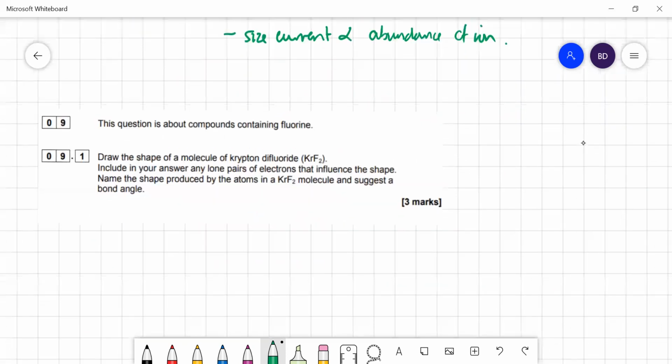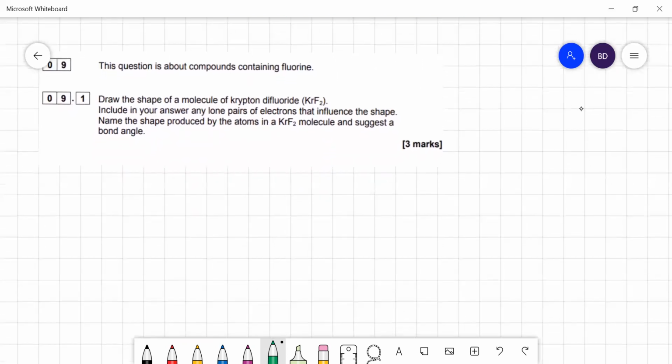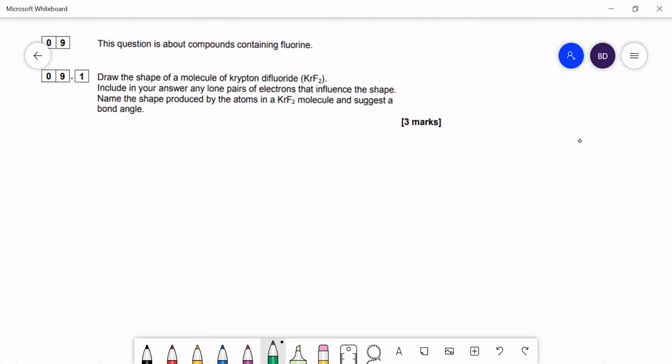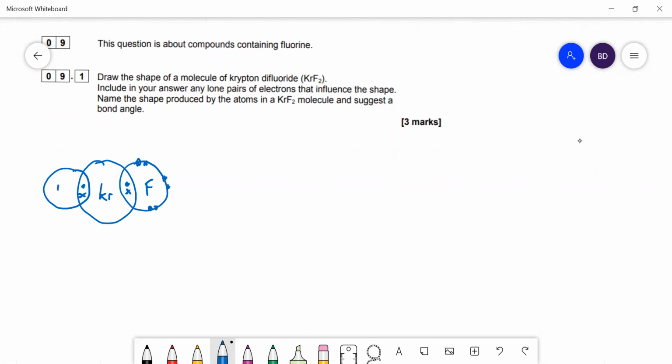Okay, so fluorine compounds. Draw the shape of a krypton difluoride molecule. So what we've got to do here is draw a little dot cross diagram. I always cross it out because it's not the answer. So here's my krypton. There's fluorine. You're going to have a dot and a cross where each bond is. The fluorine has got 7 electrons, so draw 7 more. Same for the fluorine on the other side. Don't worry too much about that.